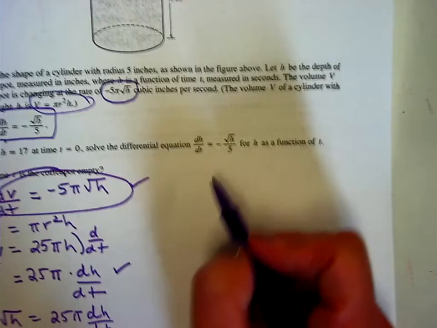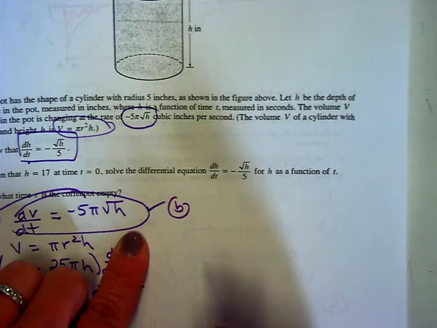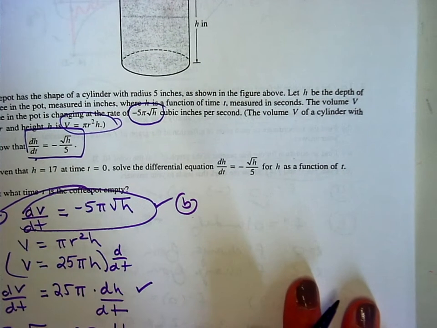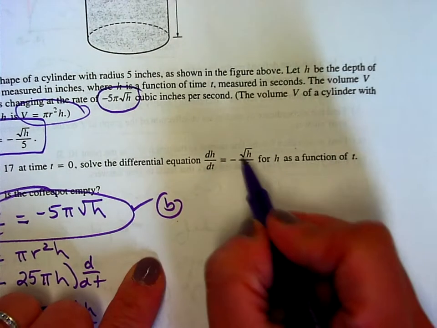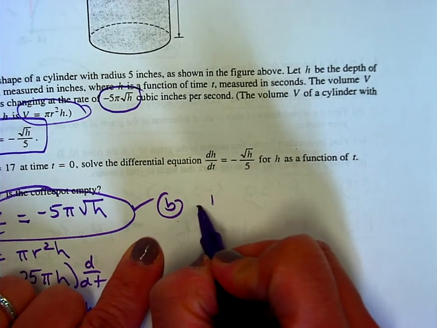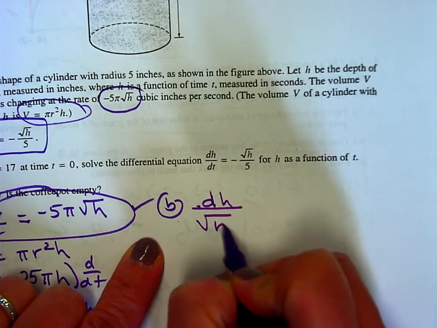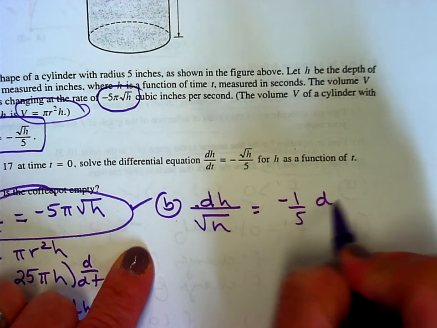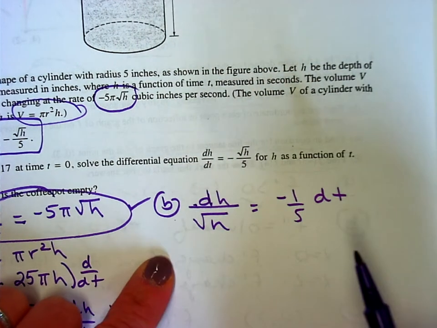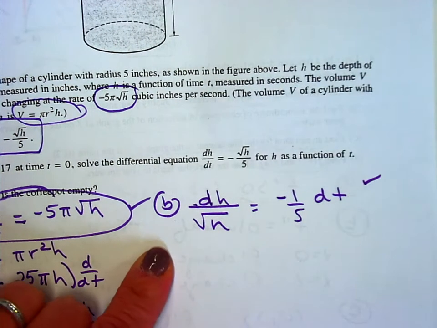Okay, part B, here's your separation of variables. It says solve the differential equation. So step 1 is to separate the variables. I'm going to divide both sides by square root of h. It's up to you what you want to do with the 5. I'm just going to leave it on this side with the dt, but if you multiply that 5 over, that's fine. It is a point for separating it correctly.